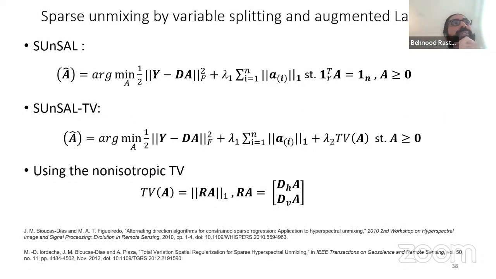So the first technique we're going to discuss is sparse unmixing by variable splitting and augmented Lagrangian. Basically, in this technique, which is actually called SUnSAL, they apply L1 to promote sparsity on abundances. And in the same paper, there was another technique called C-SUnSAL, which is the constrained form of this problem. And then basically they use variable splitting and augmented Lagrangian to solve this problem. That's why it's called sparse unmixing by variable splitting and augmented Lagrangian, if you know about this technique.